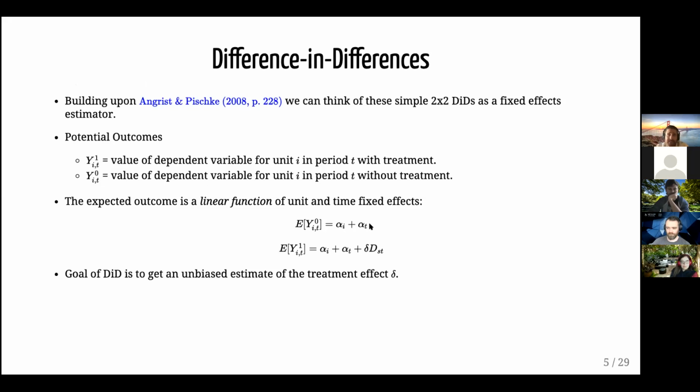We think that there's some expectation value for the outcome variable when it doesn't receive treatment. And we think that this is some function of a specific attribute of the unit, a specific attribute of that time period. And then we think that there's a treatment effect if this unit receives treatment, right? And so the goal of a difference in differences is to get an unbiased estimate of this delta term here, right? This treatment effect.